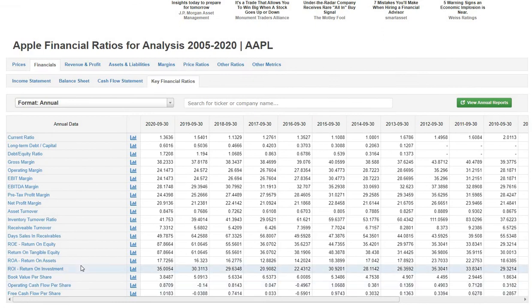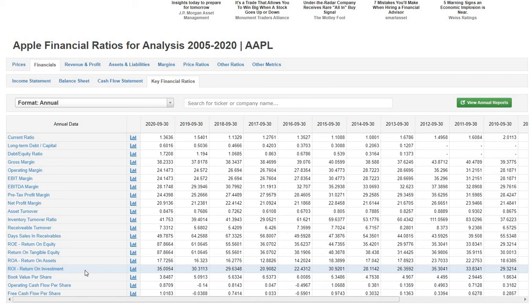Now we will look at some key financial ratios and draw some insights about the economic health of the business. The first and most important criteria to assess a business is return on invested capital. For Apple in the year 2020, the return on invested capital is about 35%.